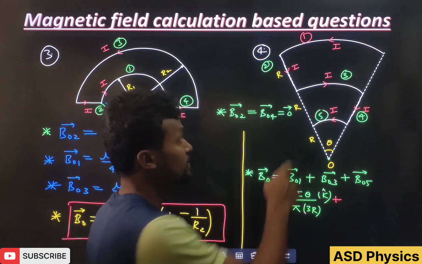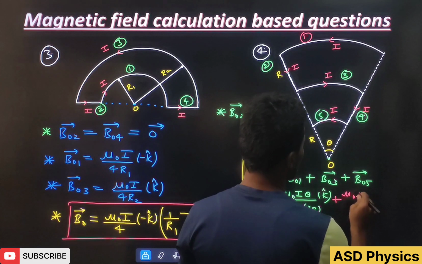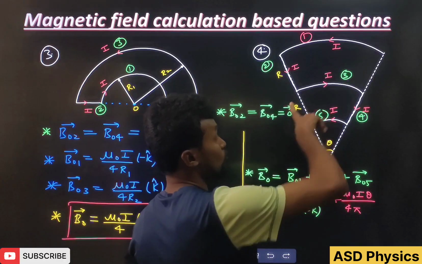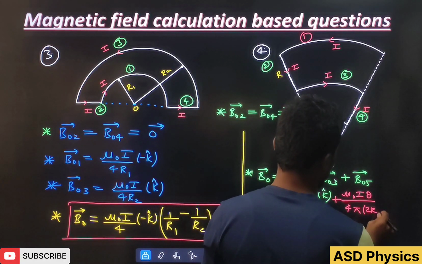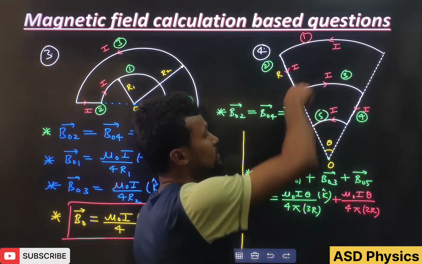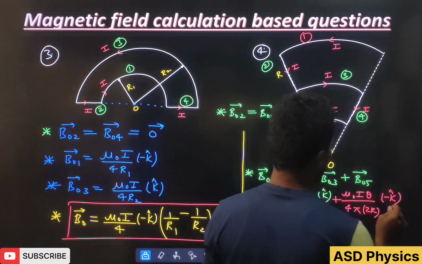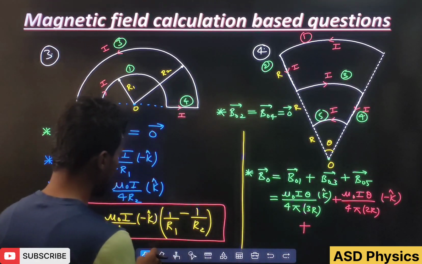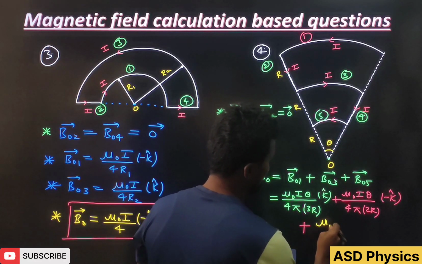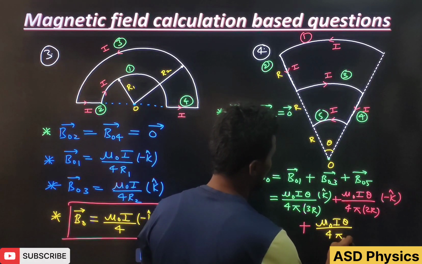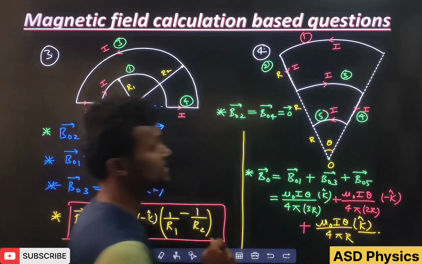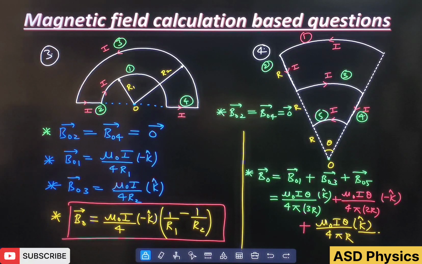Plus, due to section 3, mu naught I theta by 4 pi, how much radius? Total 2R here. And here the magnetic field in which direction? Put your fingers along the current, thumb is going inside. That means I can write minus K cap, plus B naught 5. The 5th section, how much radius? Radius R, so we can write mu naught I theta by 4 pi R, and again outside here, K cap. So students, you have to just simplify this and you will get the magnetic field at the center.